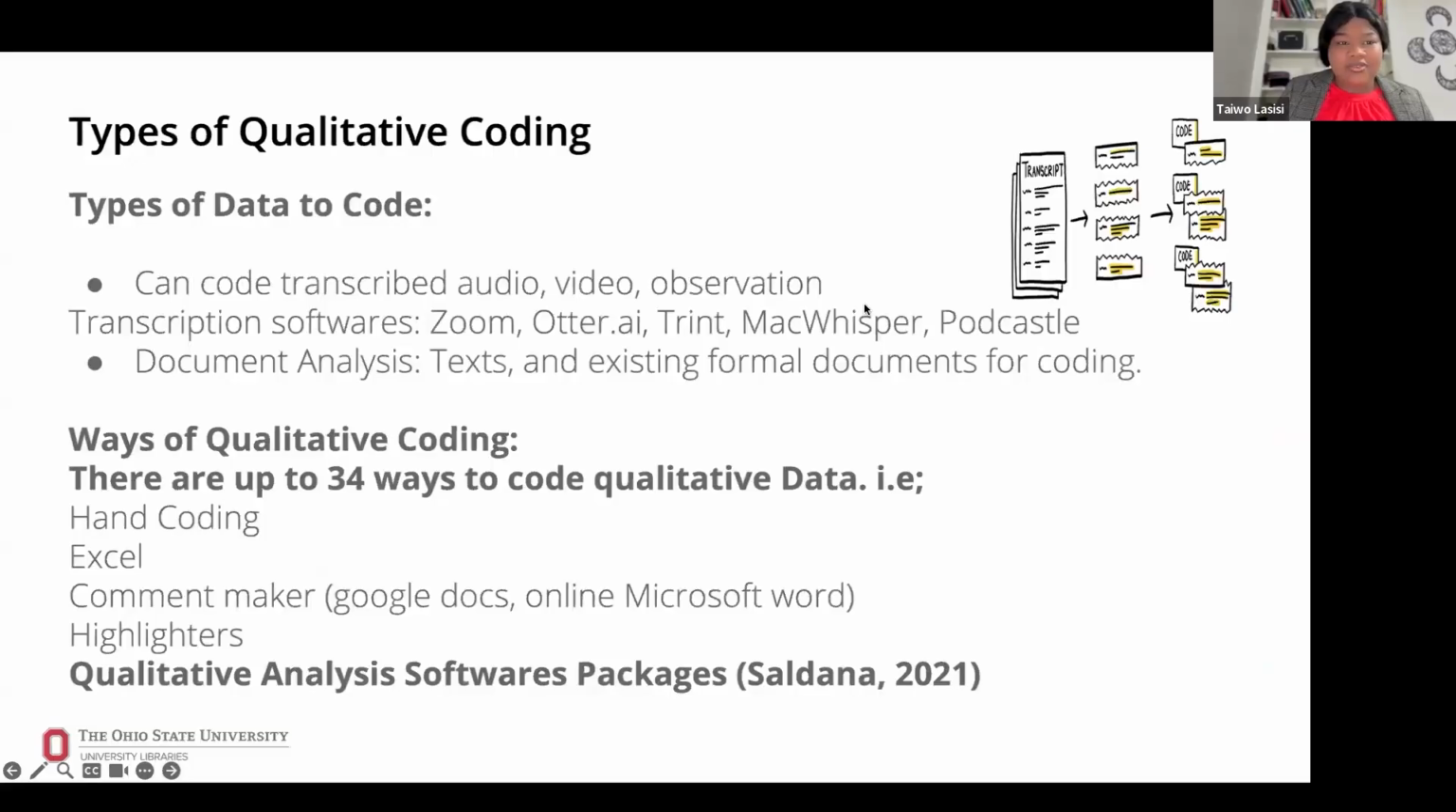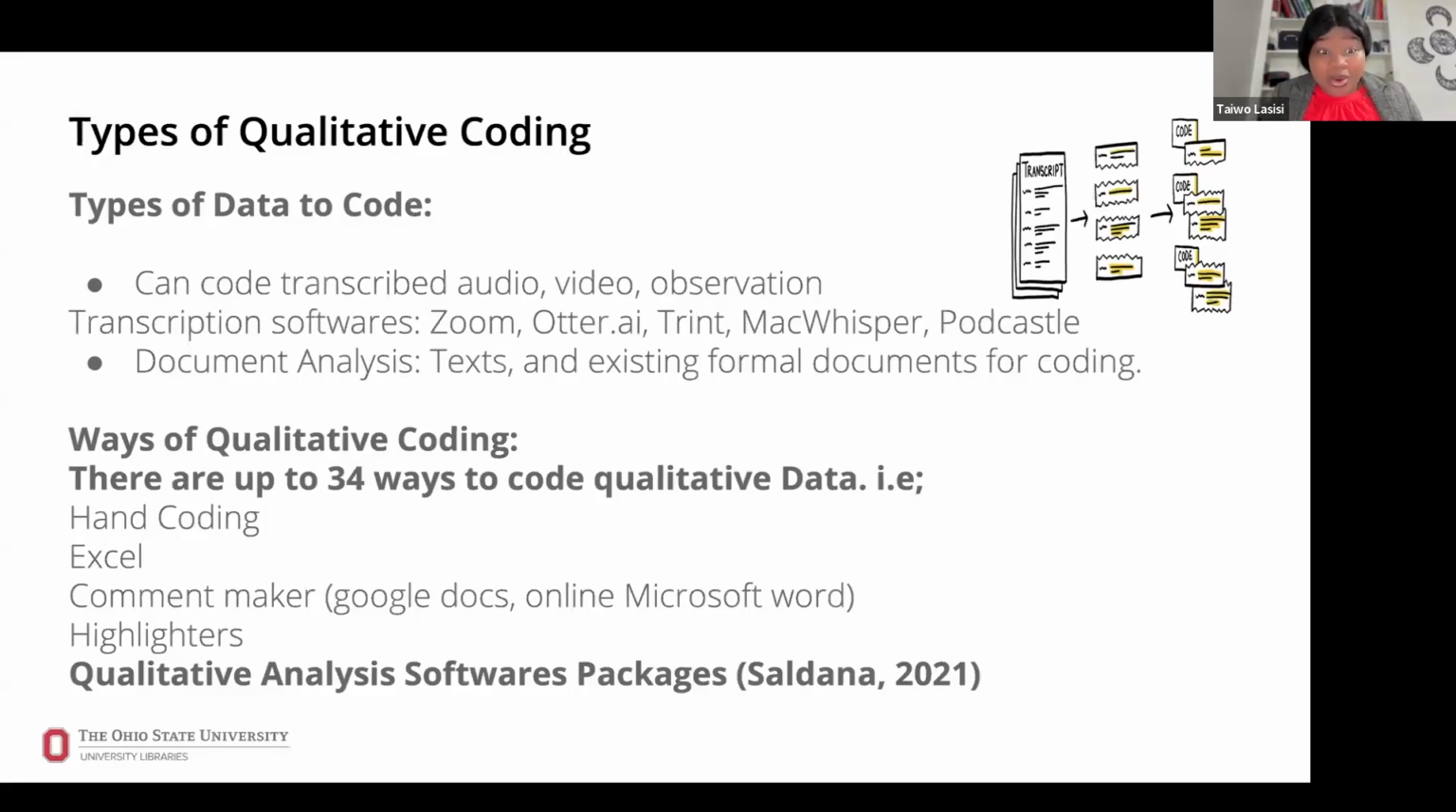There are different ways to code. When it comes to transcribing the things in your data collection documents, you can use Zoom, which now automatically helps to transcribe. But there are different transcription software packages all over the place now, like Whisper and others. But let's talk about ways of coding. I think that's the important thing I want to highlight here.